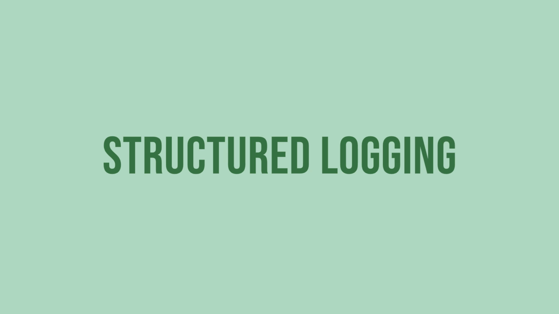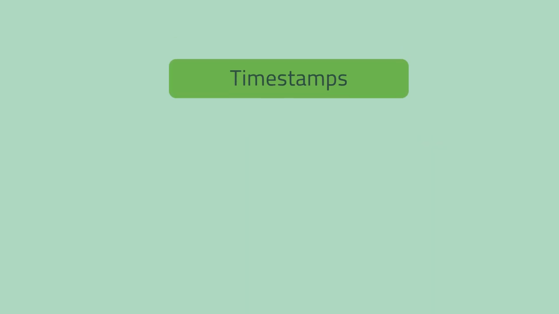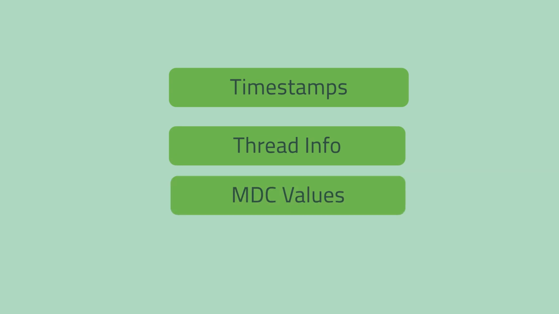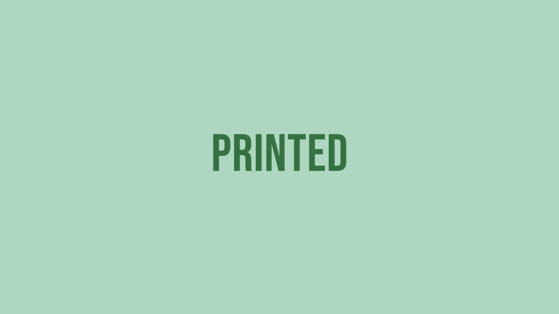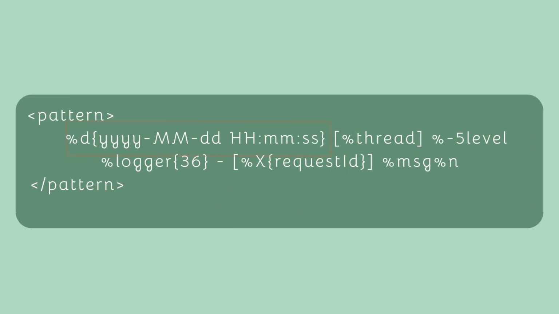Sometimes, the default log format isn't sufficient. You want timestamps, thread info, or even MDC values. That's where custom log patterns come in. With custom log patterns, you control what gets printed. Here we define a pattern that includes timestamp in required format, thread name, log level, logger name, and requestId from MDC. This makes logs human-friendly and traceable.